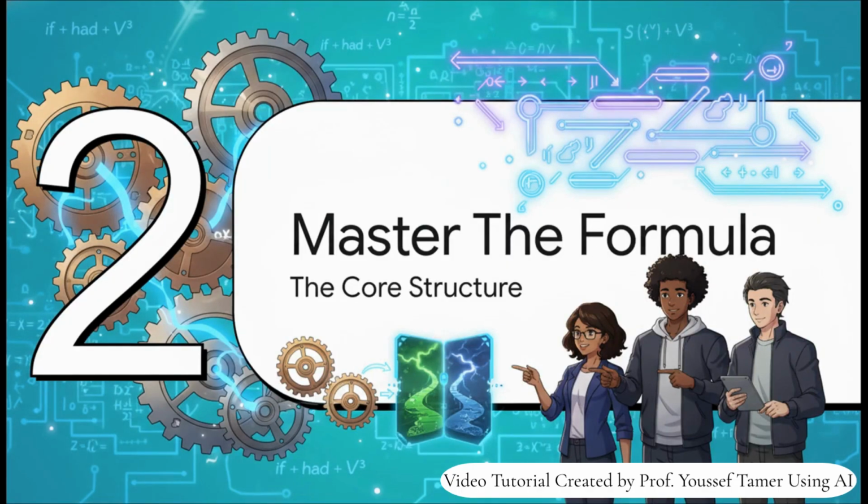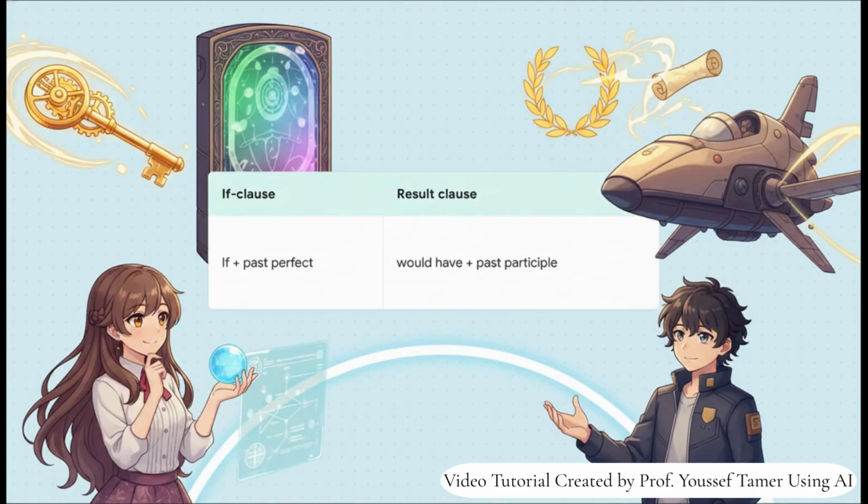Section 2, master the core formula. To build these alternate timelines correctly, you can't just toss a bunch of past tense words together and hope for the best. You need a very specific structural formula. Think of this like, well, it's basically grammatical math. Let's walk through the two critical halves of the equation. On the left side, we've got the if clause. This is the condition, the trigger, for the alternate reality.